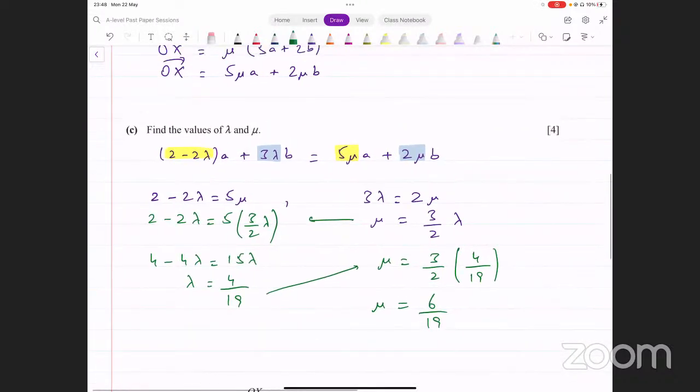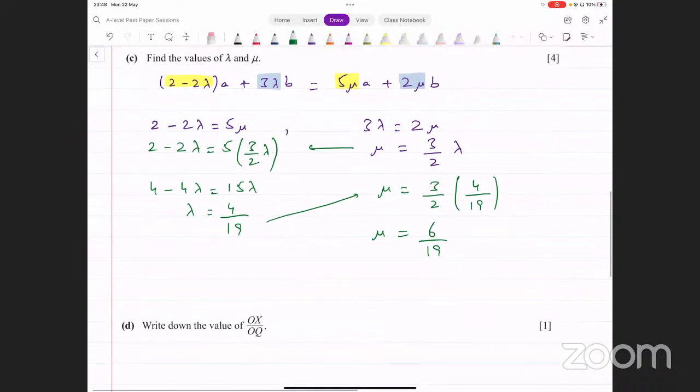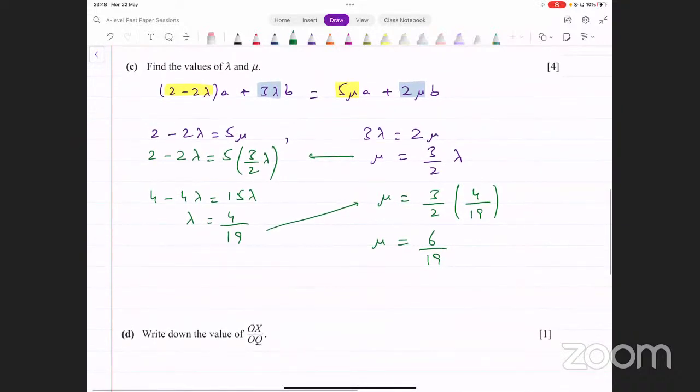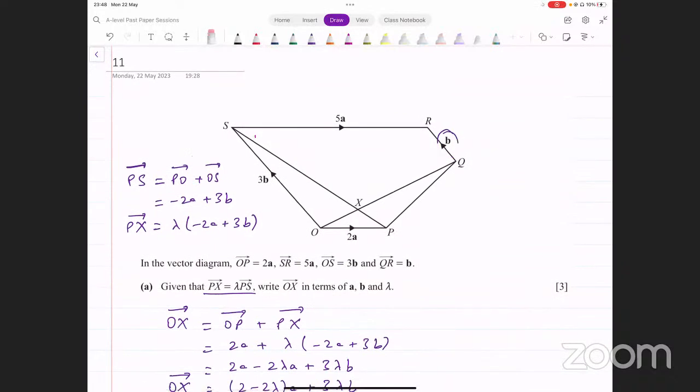Make sense? ये हमने फाइंड करना था सेकंड पार्ट में, थर्ड पार्ट में. That was 4 marks. अगर आपने पहले दो पार्ट सही कर लिए हैं तो this was pretty straightforward. Just have to solve simultaneous equations. Okay, now it says write down the value of OX over OQ. Okay, OX over OQ. OX और OQ की रेशियो निकालनी है. OX is this and OQ is this whole thing.